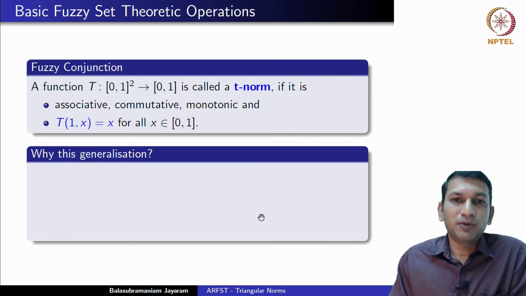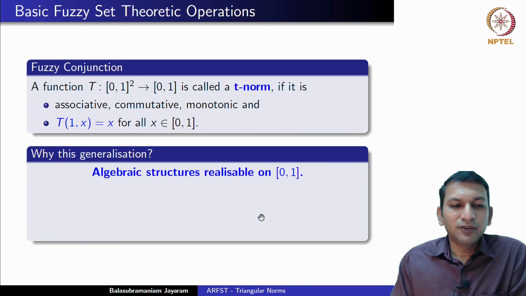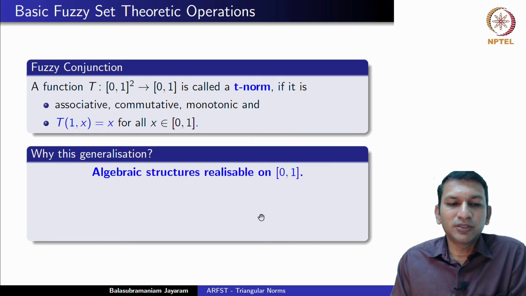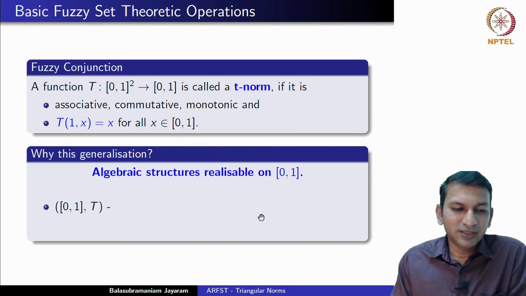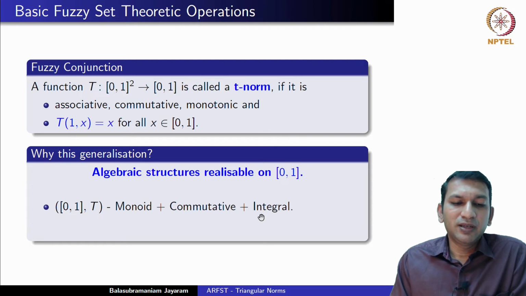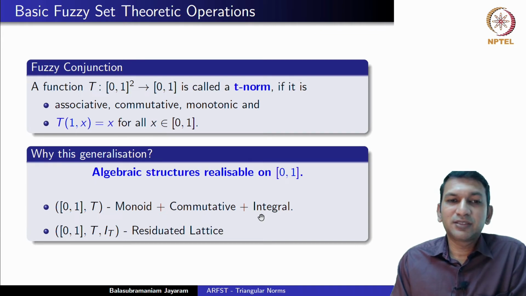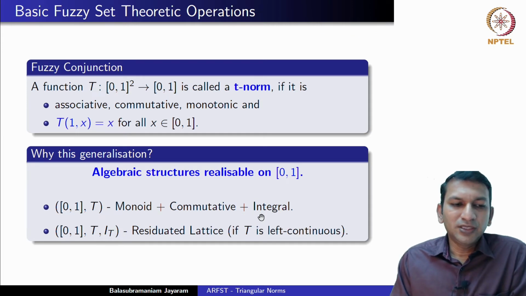Another reason which perhaps will resonate better with you now is for the kind of algebraic structures that we can realize on the [0,1] interval with respect to T. For instance, later on we will see that if you take this set [0,1] along with this function, which is a binary operation on [0,1], it is actually a monoid, a commutative monoid, in fact an integral commutative monoid. We will see these terms in detail in one of these lectures during this week itself. In fact, we could also come up with another operation called the residual operation with respect to this T norm, with respect to which we get a very interesting lattice structure called the residuated lattice. So this is another reason why we could consider this as a valid or useful generalization.